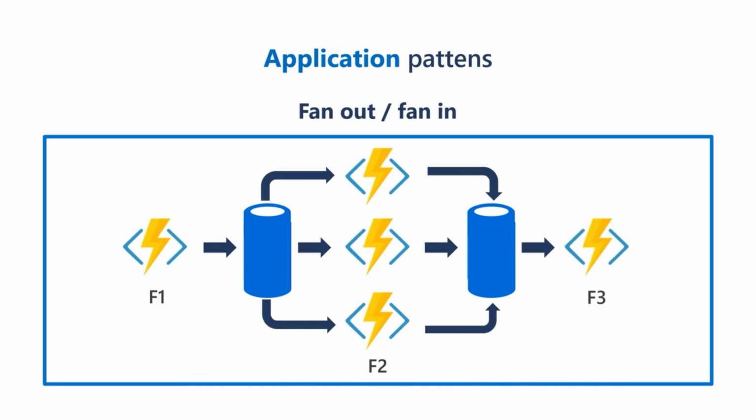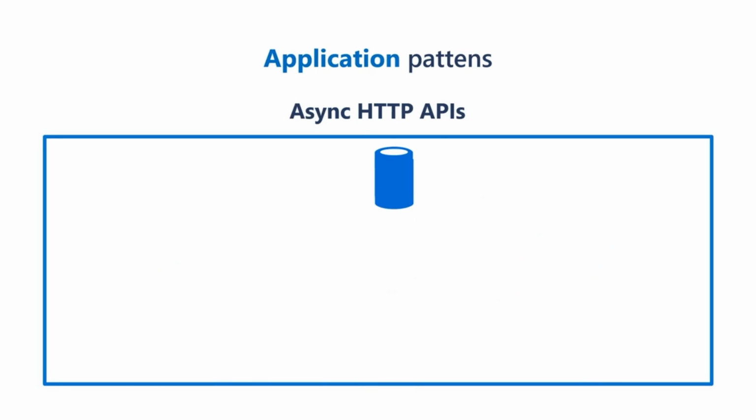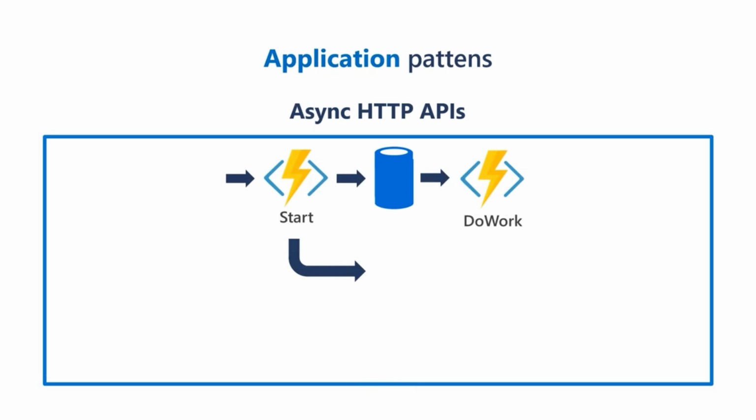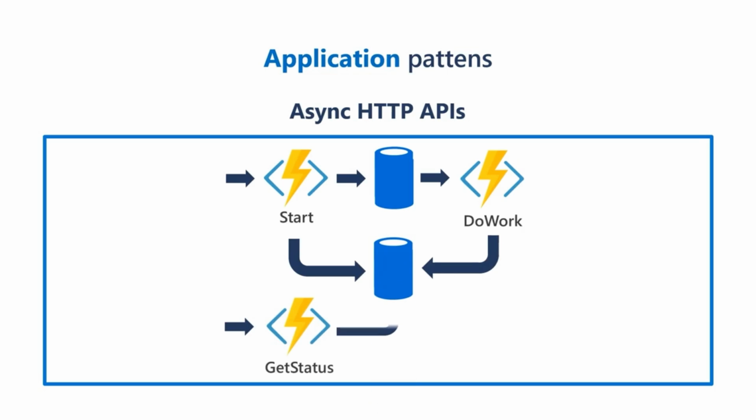The results of the parallel executions can be aggregated or used to compute a final result. The async HTTP APIs pattern addresses the problem of coordinating state of long-running operations with external clients. A HTTP call can trigger the long-running action. Then it can redirect the client to a status endpoint.